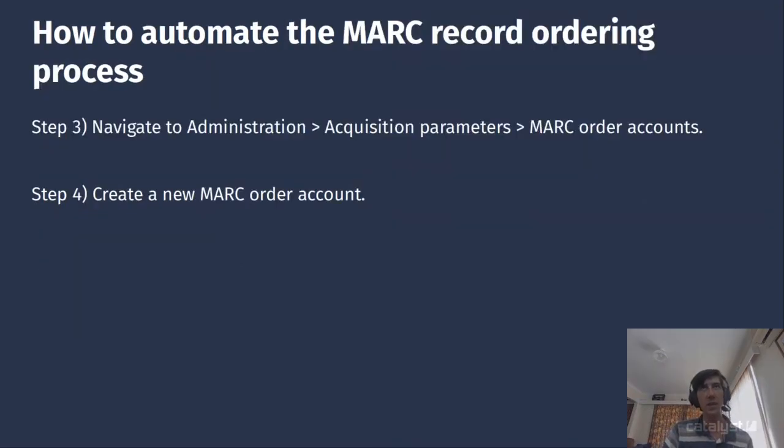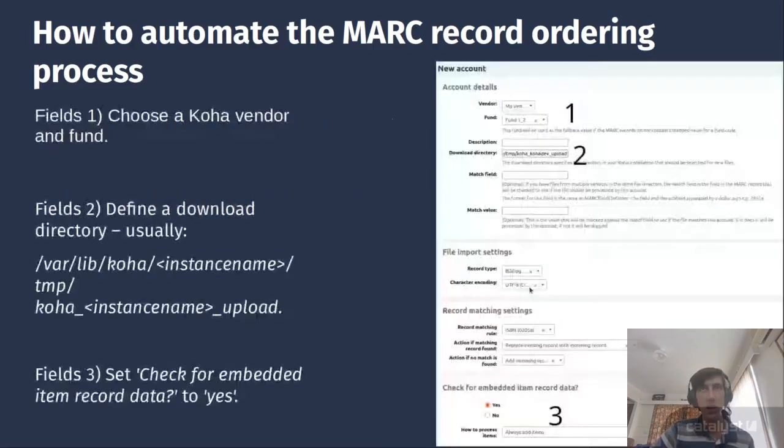and you save that. And then what we want to do is create a new, what's called, MARC order account. That's in the administration module, and it's under acquisition parameters. There's a new page, so you'll see a link that says MARC order accounts. And this is what the page looks like.